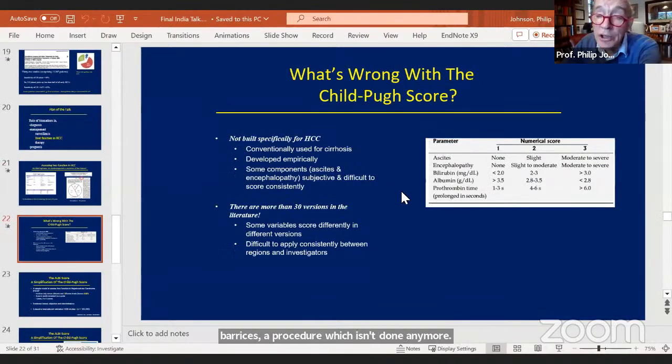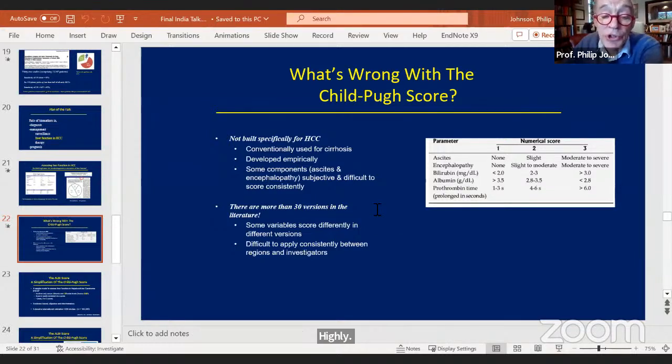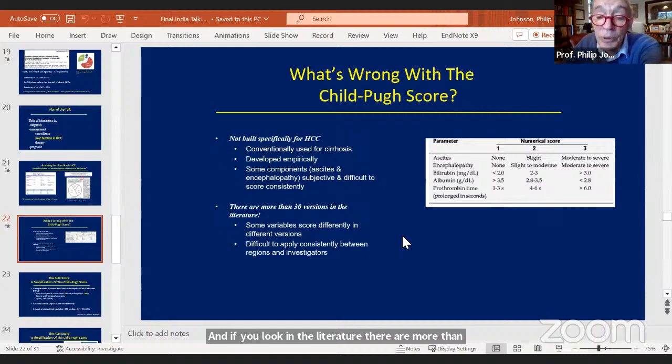So what's wrong with the Child-Pugh score? Well, certainly in the case that we're talking about today, HCC, Child-Pugh was never meant to be used in HCC. It was developed empirically, and many of the factors in the Child-Pugh score, such as ascites and encephalopathy, are highly subjective and difficult to score consistently. And if you look in the literature, there are more than 30 different variations on the Child-Pugh score.